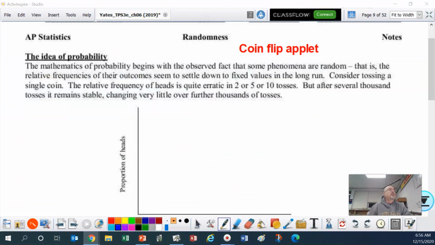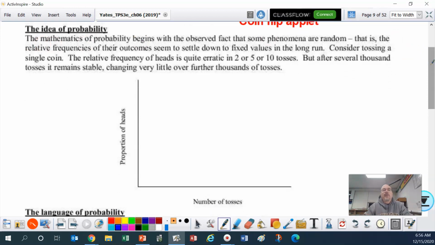All right, ladies and gentlemen, let's get rolling here. So the idea of probability. The mathematics of probability begins with the observed fact that some phenomena are random.